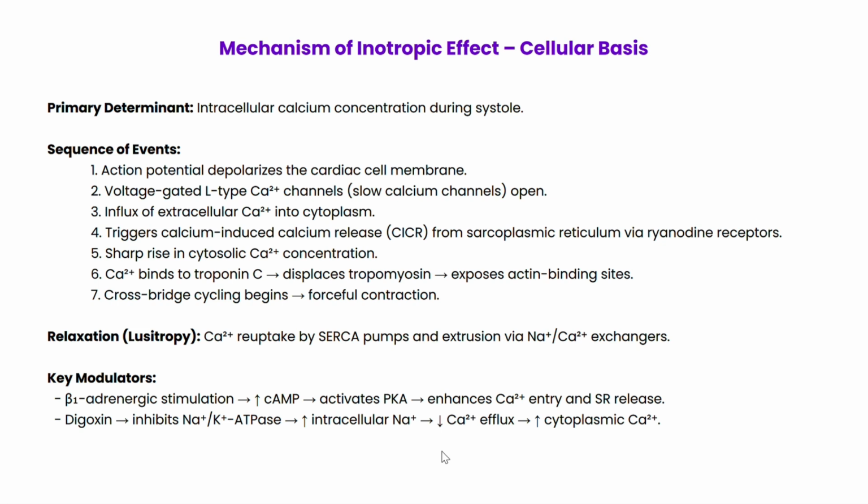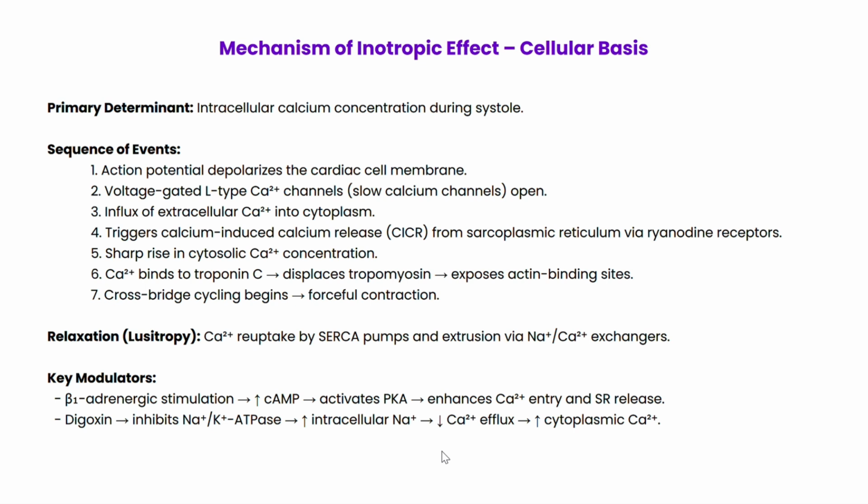Now that we know what the inotropic effect is, let's understand how it happens: the cellular mechanism behind changes in cardiac contractility. So, the main factor that controls the strength of each heartbeat is the amount of calcium inside the cardiac muscle cell during systole. That's the contraction phase of the heartbeat.